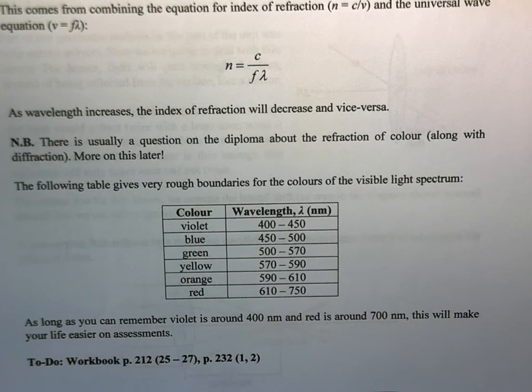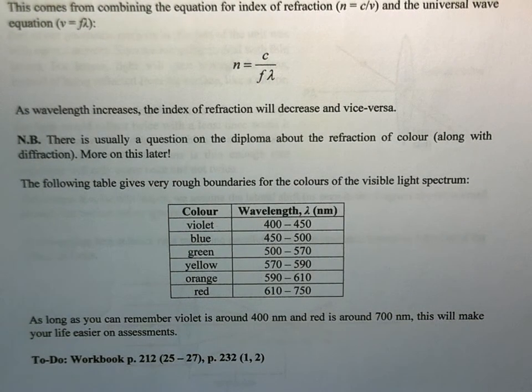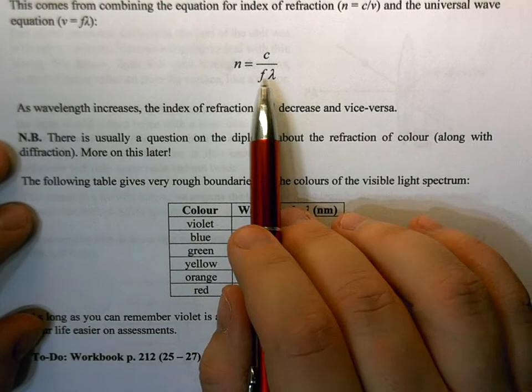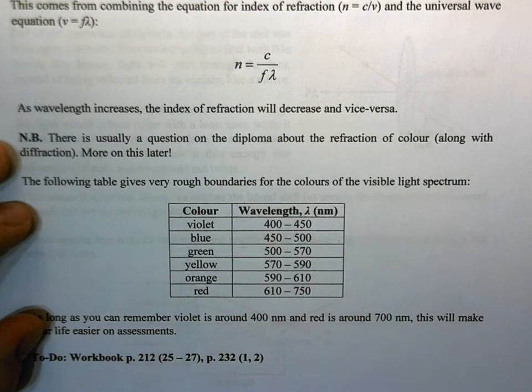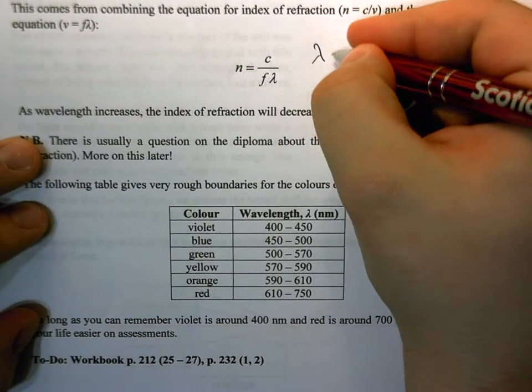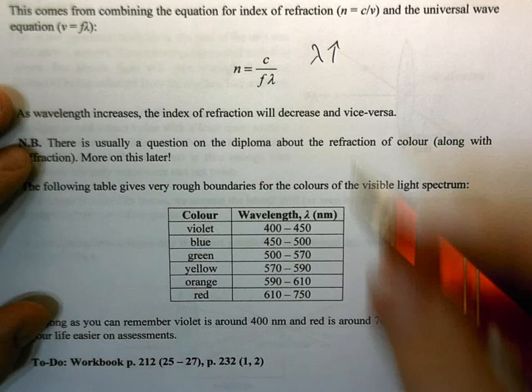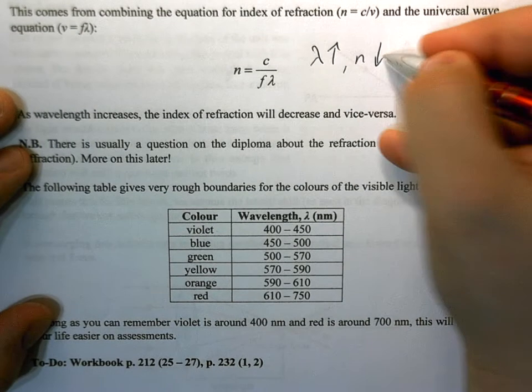And if you want at least a mathematical reason for this, we can look at the index of refraction. We know that n equals c over v, or instead of v, we could replace that with f lambda, from the universal wave equation. So as the wavelength goes up, as we go from violets all the way up to reds, our index of refraction is going to decrease.